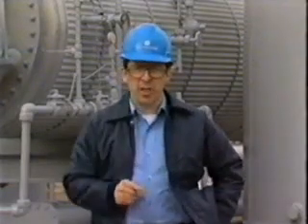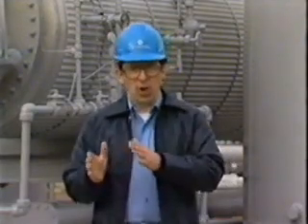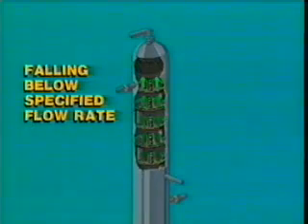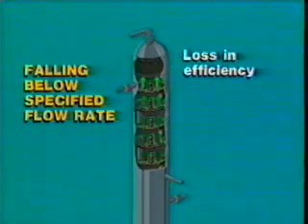For a unit to operate efficiently, the gas flow rate must be maintained in a specific range. Now, if the flow rate falls outside these limits, either higher or lower, problems can develop. Falling below the specified flow rate causes a loss in efficiency and may increase the outlet gas dew point, depending on the design of the trays or packing in the contactor column.